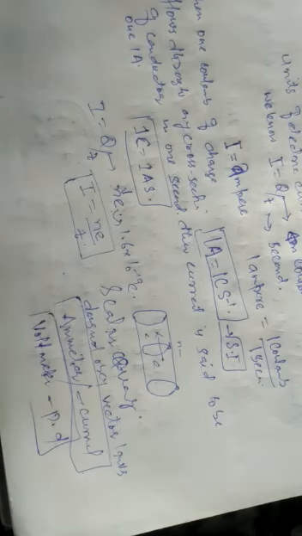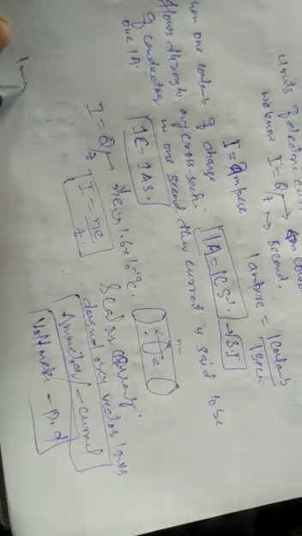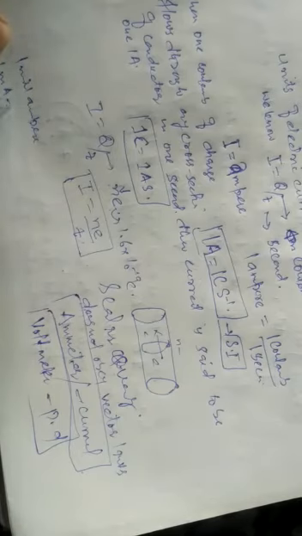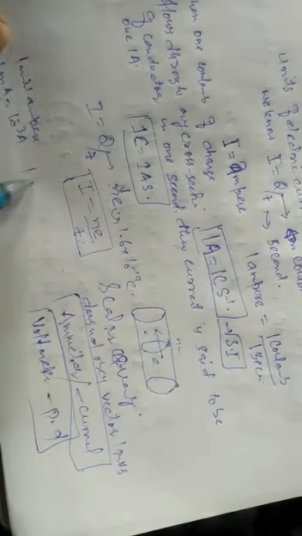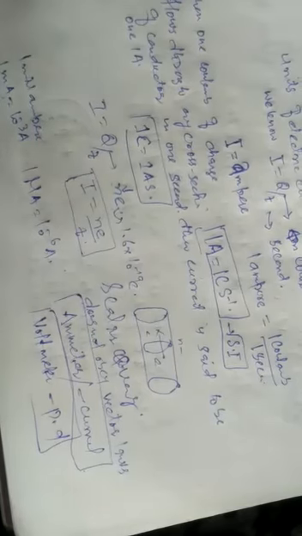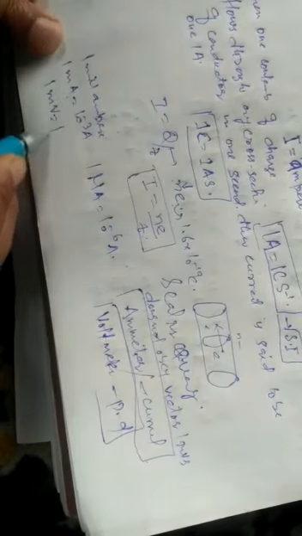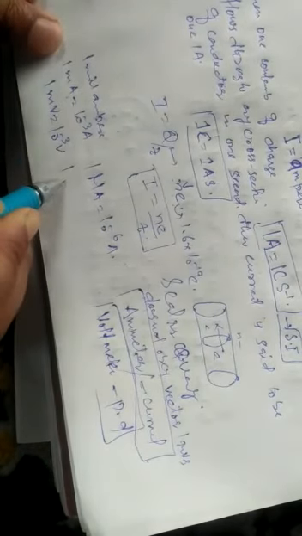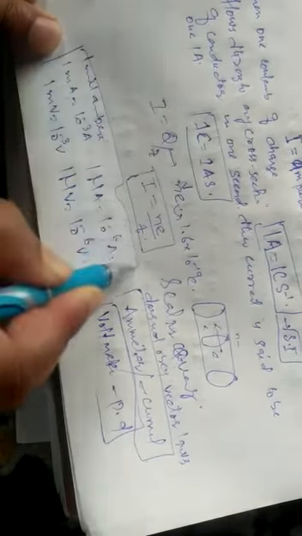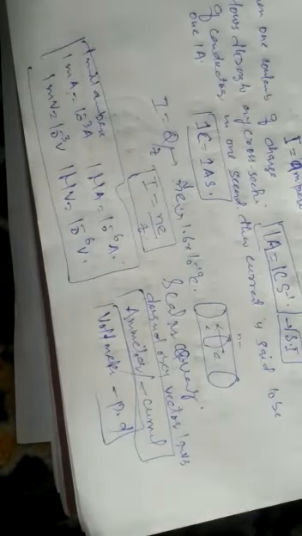Although electric current has magnitude and direction, still it is a scalar quantity. We also have smaller units. 1 milliampere is 10 raised to the power minus 3 ampere. 1 microampere is 10 raised to the power minus 6 ampere. As for voltage, 1 millivolt is 10 raised to the power minus 3 volt, and 1 microvolt is 10 raised to the power minus 6 volt. These are the smaller units of voltage and current.